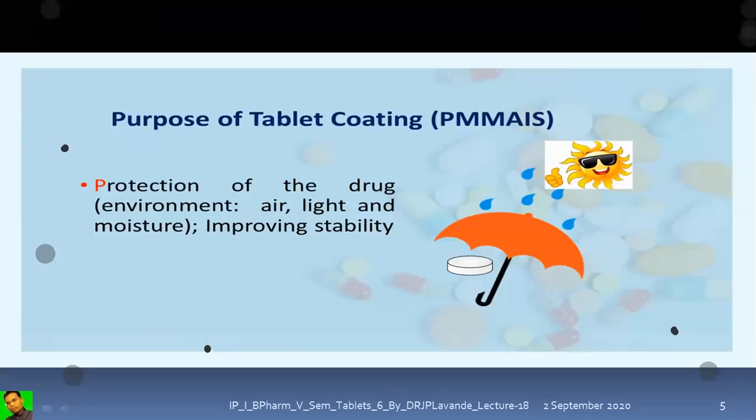So as I said, we had gone through the coating processes, the tablet coatings, isn't it? The tablet coating has certain purposes. What are these purposes? Please tell me. The different purposes are PMMAIS. What is the PMMAIS? Protection, modification, masking, appearance, identification, and strength.